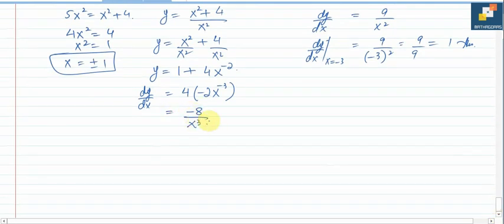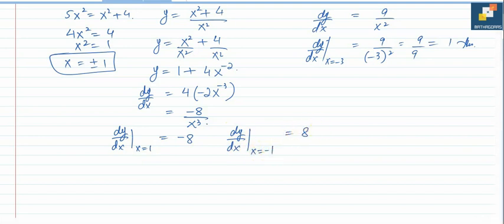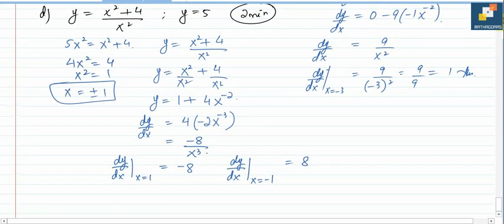Now there will be two differentiations because we have two values of x. Now the first one, dy by dx at x equals 1. When x is positive 1, the answer is minus 8, right? And dy by dx when x is minus 1, the answer is positive 8. Alright, so these are the two values of dy by dx we got in this part.